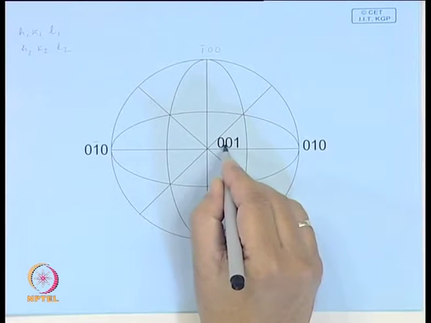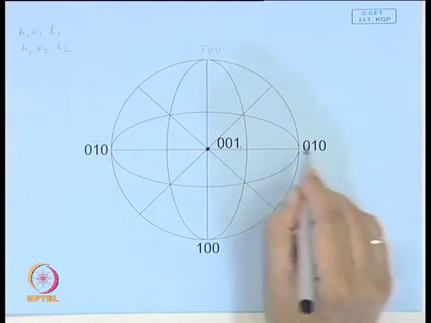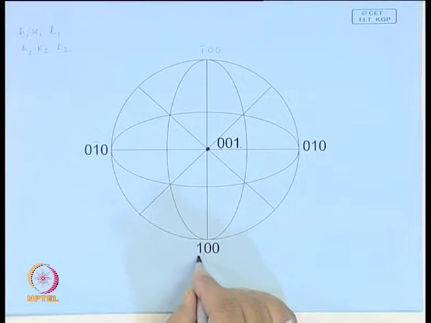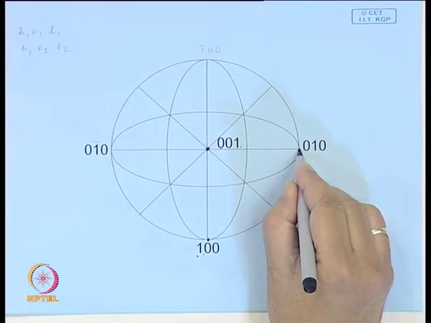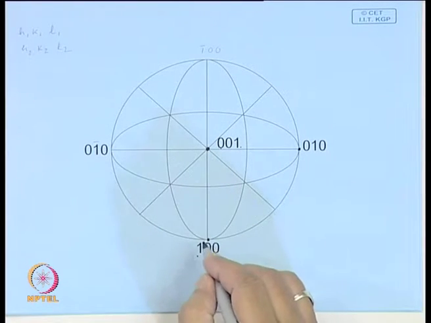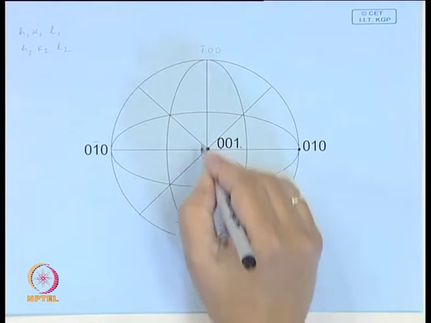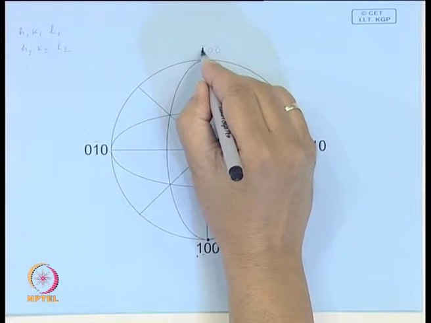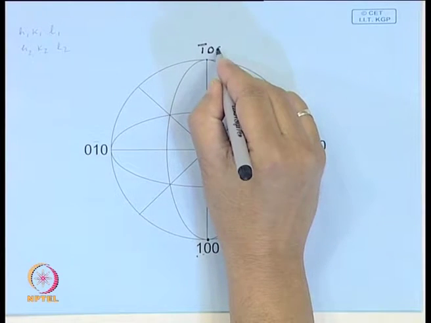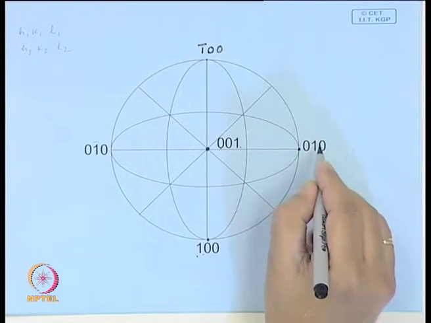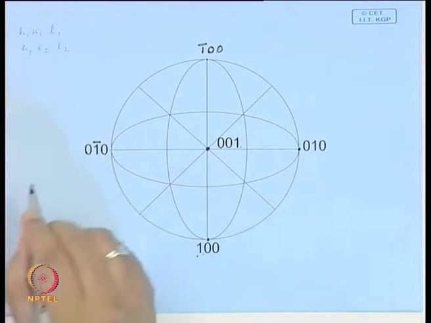Here, this is pole 0 0 1, which is represented by this point. This is 1 0 0, represented by this point. This is 0 1 0, represented by this point. Now, the point diametrically opposite to this is this. So, the indices of this will be minus 1 0 0, we call it bar 1 0 0. Like this, it will be 0 bar 1 0.